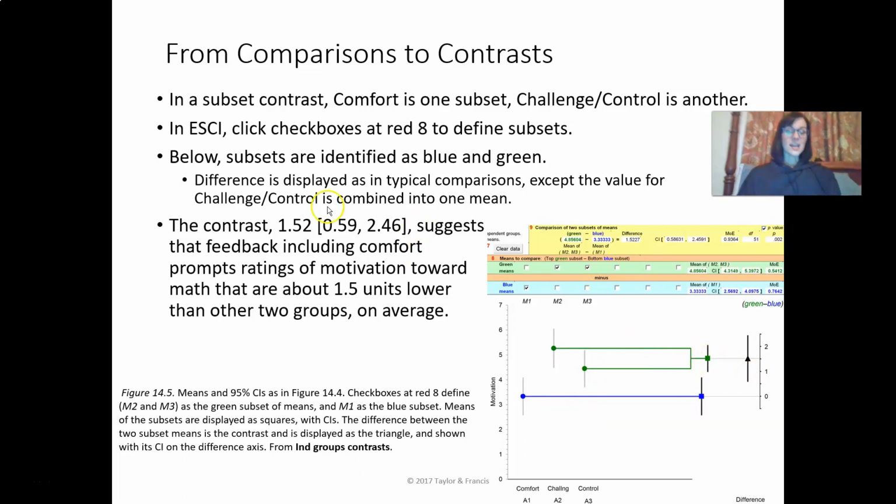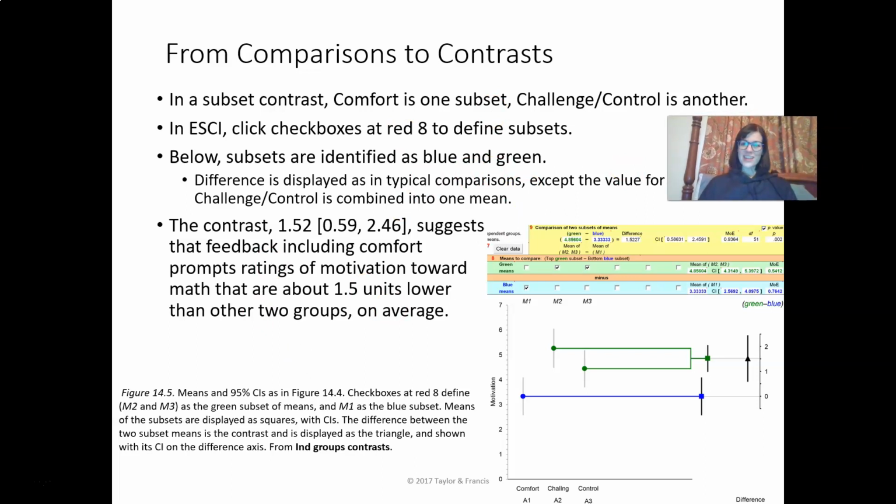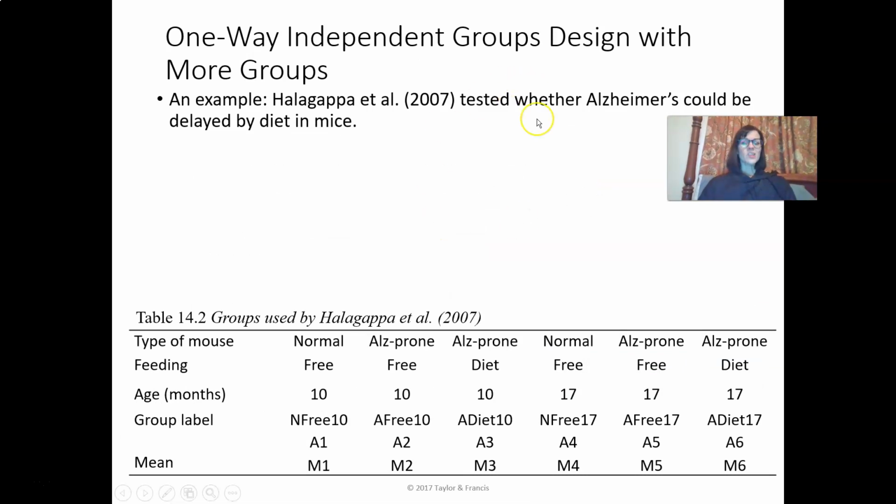The contrast between this suggests that feedback, including comfort, prompts ratings of motivation toward math that are about 1.5 units lower than other groups. So supposedly, if we want you to get better at math, I'm not supposed to go, oh, there, it's going to be okay. What I need to be doing is, you need to work harder, or just simply, you can do it. But it's kind of the same idea. This is how a contrast works. So now we're going to try one more, and this is where that 6 different groups came from.